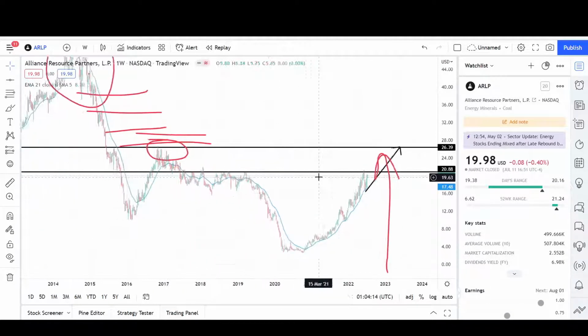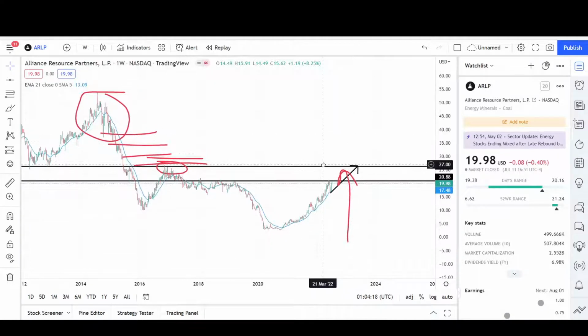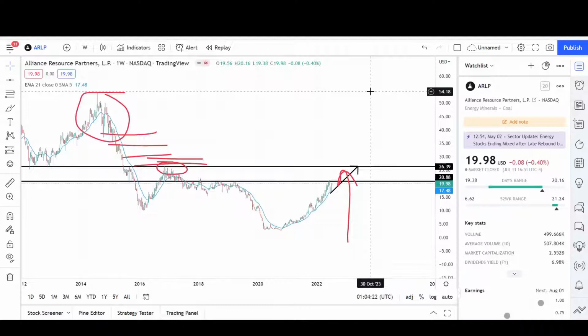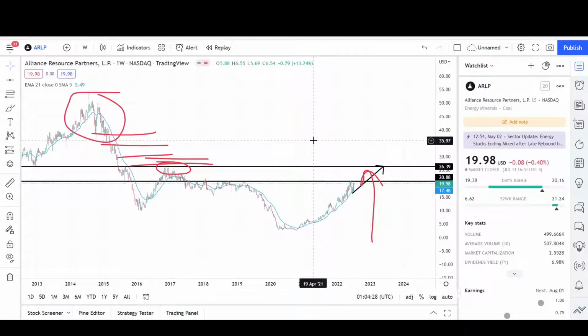I don't think it's ending anytime soon, and maybe in the future, in a very long time, maybe in 2 to 3 years or 4 years, we make a new all-time high above this $50 level. So that's everything I have for ARLP.